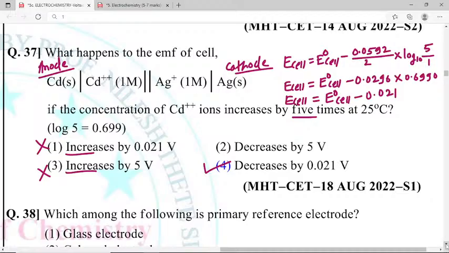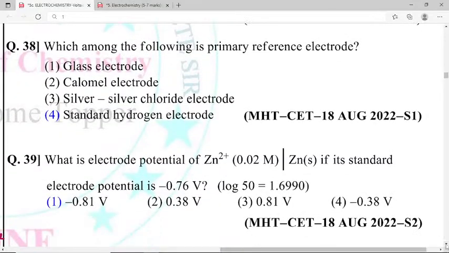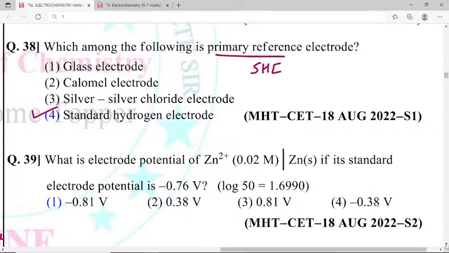Very important question, please note down. Concentration of Cd2+ ion increased by 5 times, so 5 divided by 1. Which among the following is the primary reference electrode? SHE. Primary reference electrode SHE, 0.00 volt, E naught SHE, E naught hydrogen.